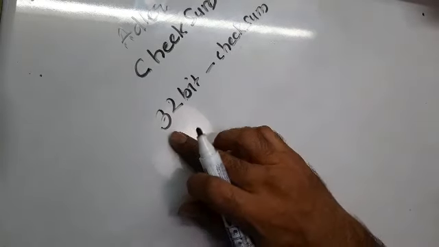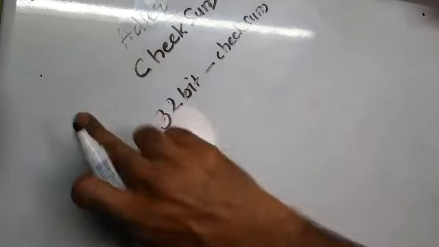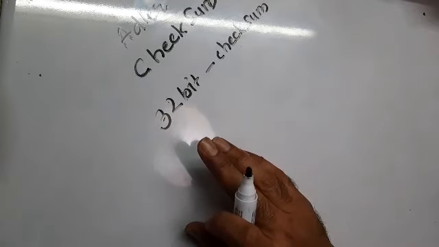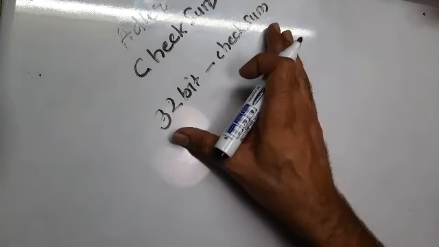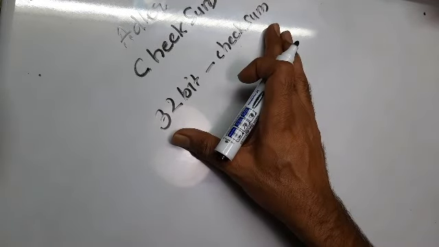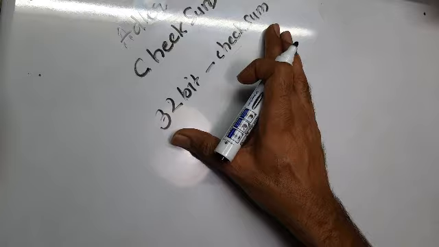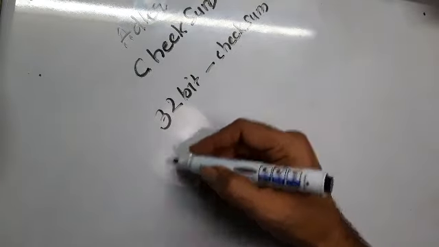Fletcher checksum also creates a 32-bit checksum when we are dividing the word into 16-bit. So there is very little difference between 16-bit Fletcher checksum and Adler checksum. The three major differences I will list out over here.